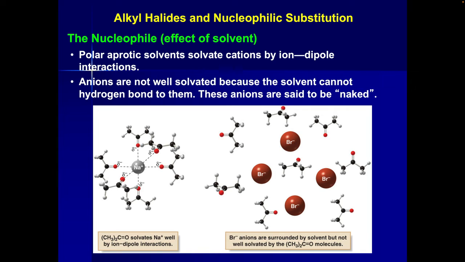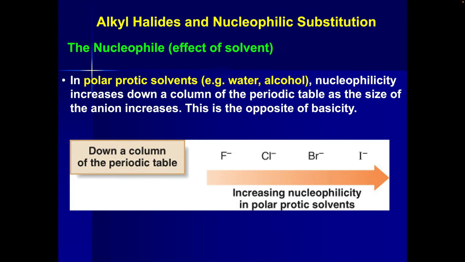There's no hydrogens for it to form hydrogen bonding with. So the solvent is very loosely associated with the bromide. It's not tightly bound to it. This bromide is actually more, quote unquote, naked, and it's a lot more reactive. And so if you did this reaction with sodium bromide and acetone, you would find that it's 10 to 50 times faster than if you did this in water or some type of alcohol that has an OH, okay?